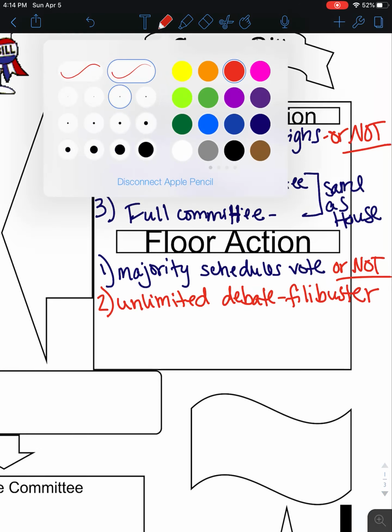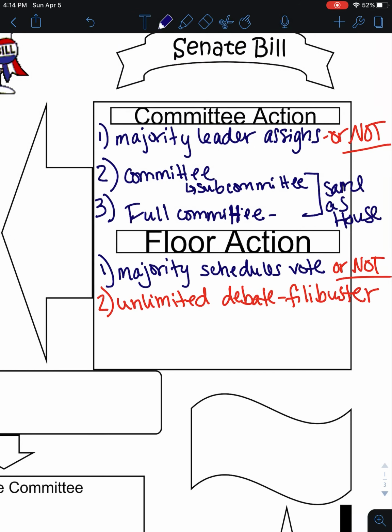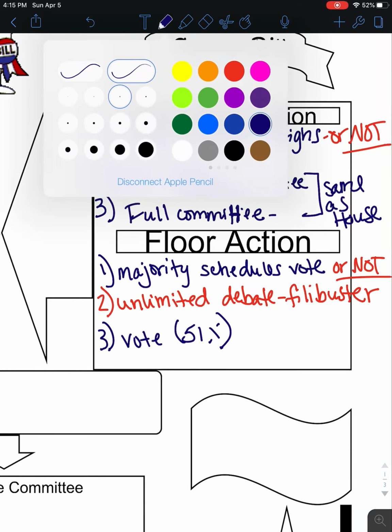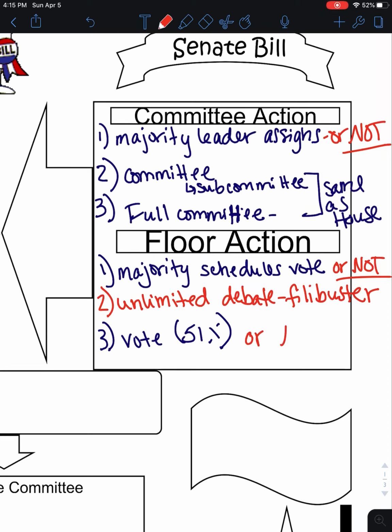Let's say we don't have a filibuster. Let's say the majority leader sets it to vote. It's going to be like the House, where they're going to vote on it, and they have to have 51%. You guessed it. Or not. Okay?